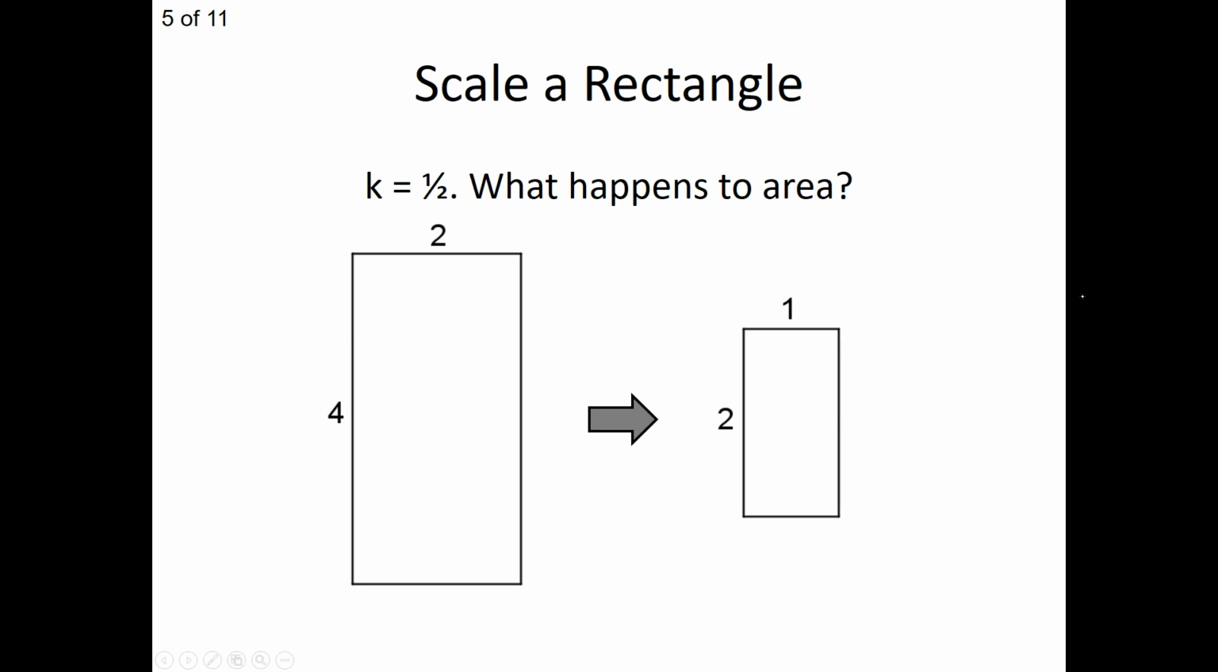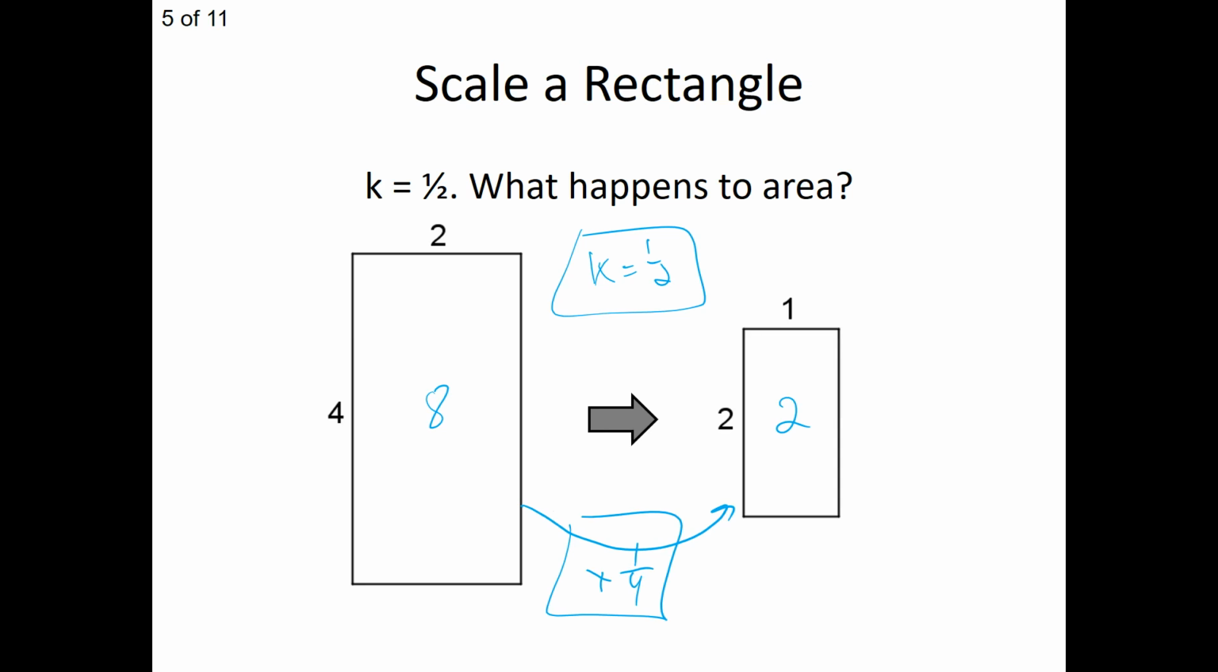Our second example is a rectangle. We can find the area of a rectangle by finding the product of its dimensions. So the first rectangle has an area of 4 times 2, or an area of 8. Our second rectangle has an area of 2. It was scaled by 1/2, so our scale factor is 1/2. But what did we multiply by to get from the first area to the second? We multiplied by 1/4. Do we see a pattern yet between our scale factor and how the area is being scaled?